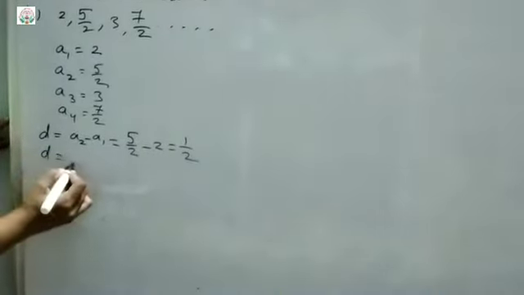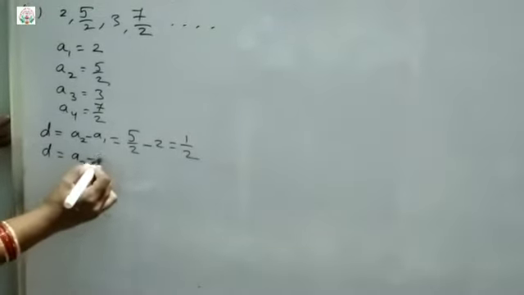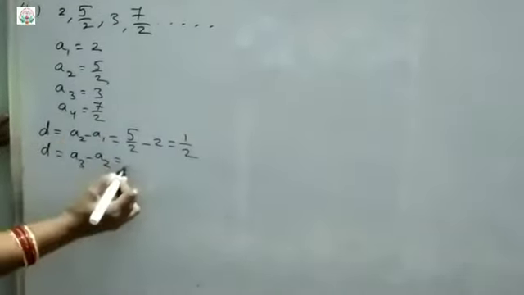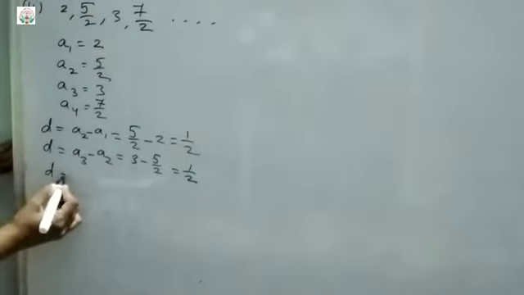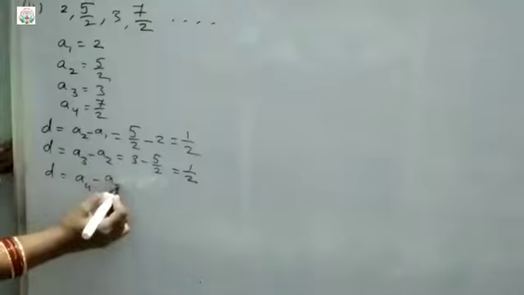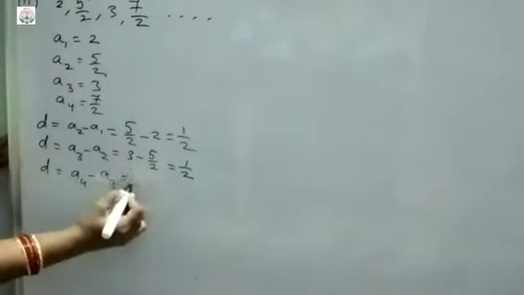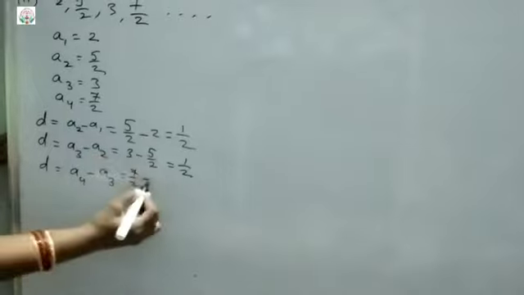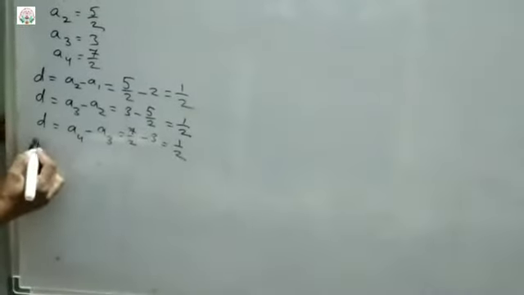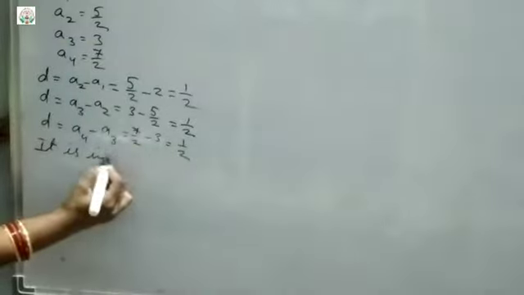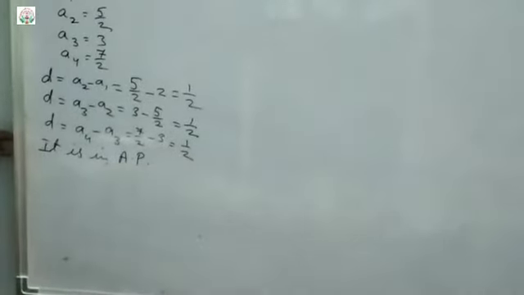Now the second one, D equals A3 minus A2. What is A3? 3 minus 5 upon 2, so here it will be 1 upon 2. Again D equals A4 minus A3, which is 7 upon 2 minus 3, equal to 1 upon 2. So here you can see everywhere D is the same. That means it is in AP.